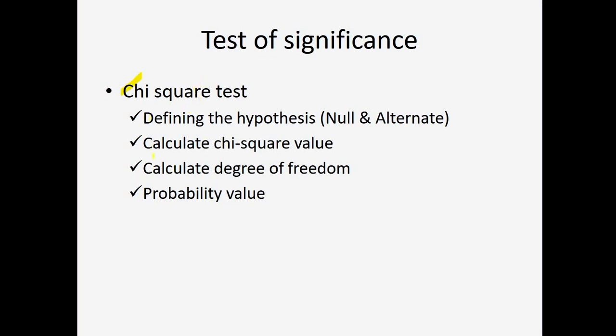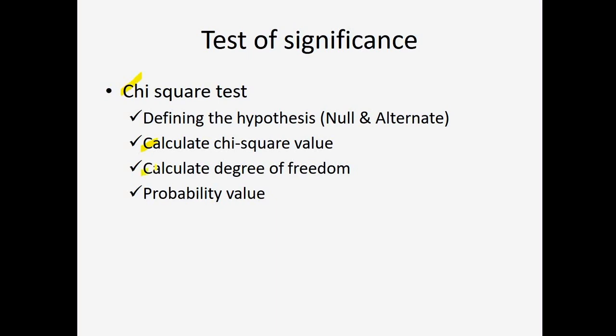We have four important steps here. First, we need to define the hypothesis, that is the null and alternate hypothesis. The null hypothesis says there is no relationship between the exposure and the outcome. But the alternate hypothesis says there is a relationship between the exposure and the outcome. Second step is to calculate the chi-square value.